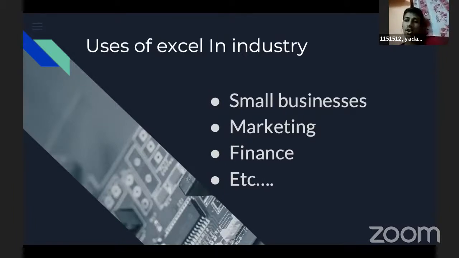Industry uses not just Excel but the whole MS Office, which comprises MS PowerPoint, MS Word, MS Excel, and many other things. So it is combined by those aspects. Marketing firms and financial firms like Deloitte, big financial companies, use Excel at the ground level. They use it to analyze stocks and so on. There are so many things you can do with Excel.